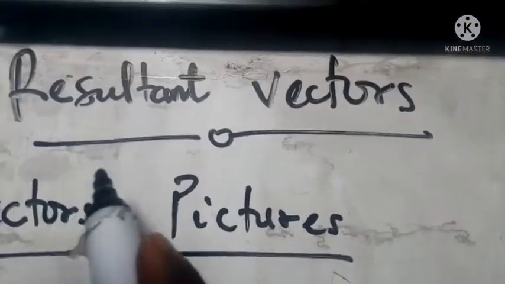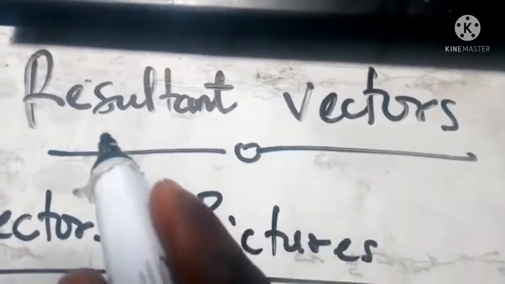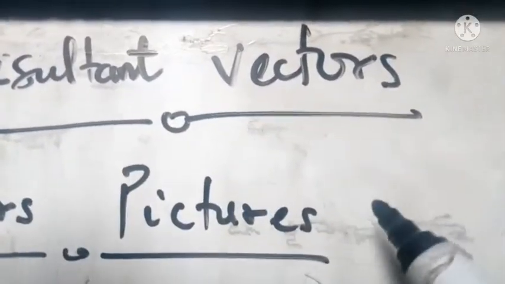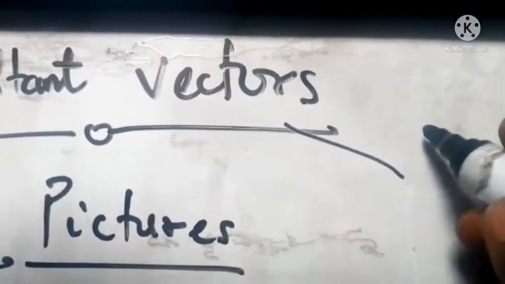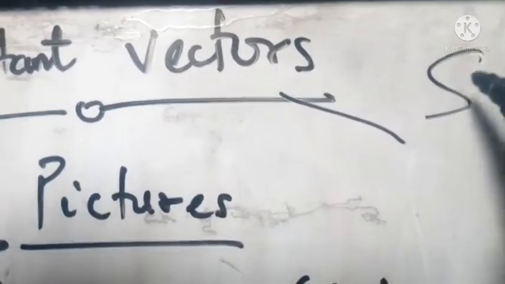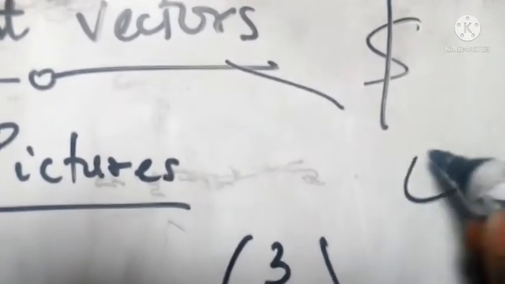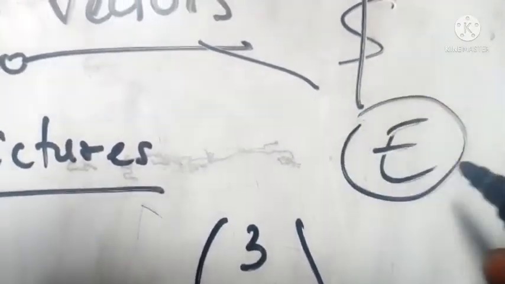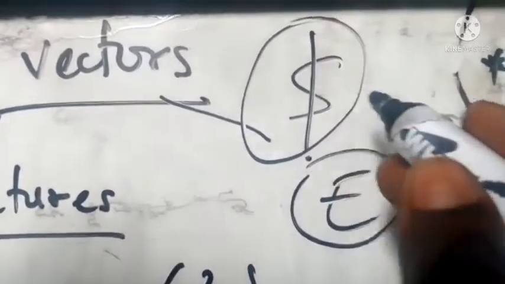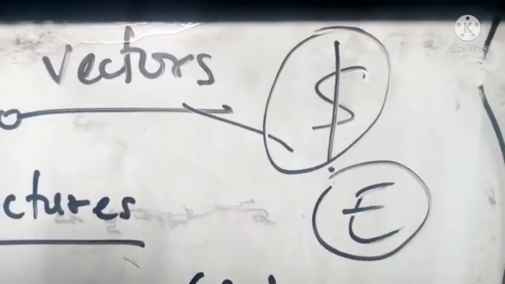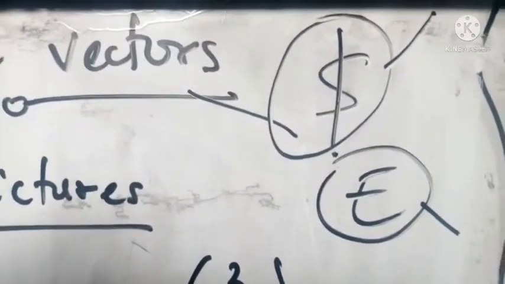About resultant vectors, there are two things involved: you have the resultant as well as the vectors. What vectors means here is, assuming I do some calculation on USA dollars and then euros, maybe let's suppose this is the symbol of euros as well as the symbol of dollars. When we are adding them, you add them separately, so dollar on one side and the euro also on one side. So that's the side you add.